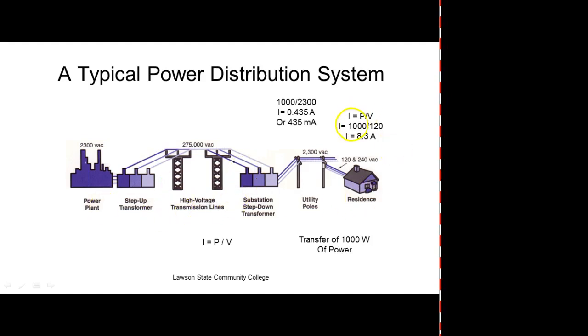Now up here, here's the transformer. Over here is 2,300 volts. So now I'm doing 1,000 watts, but it's at what? 435 milliamps. Then this is my substation, and I'm transmitting at 275,000 volts. So what's the current now? Well, the current over here is only 3.3 milliamps to transmit 1,000 watts.